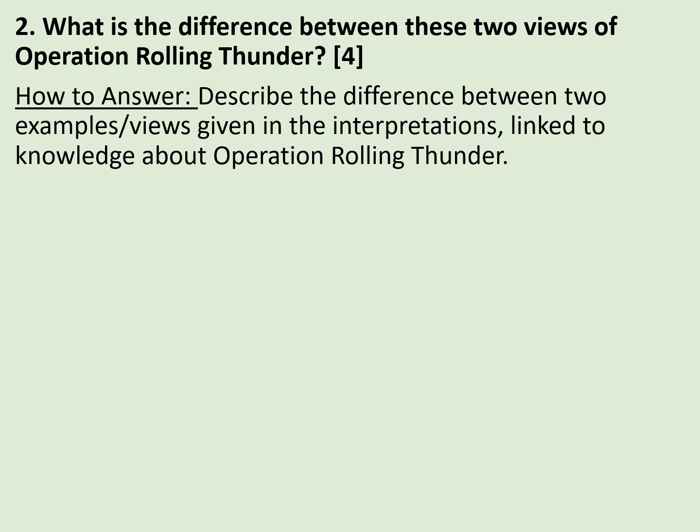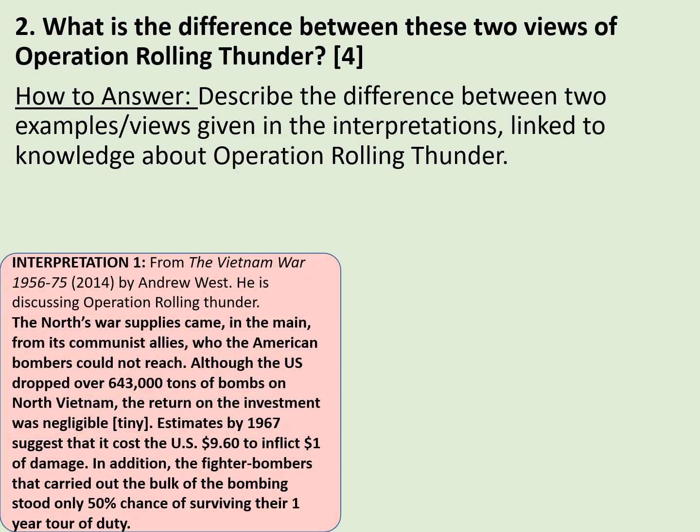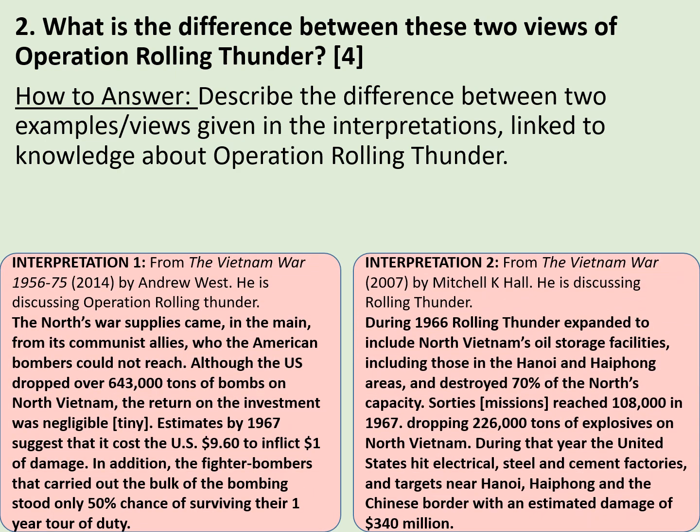Here's how you answer. Describe the difference between two examples or views given in the interpretations, linked to your own knowledge about Operation Rolling Thunder. That's to contextualise it. Again, here are our interpretations. If you're going to have a practice at that, great, you can pause the video here and give it a go. If not, I'll show you an example answer next.